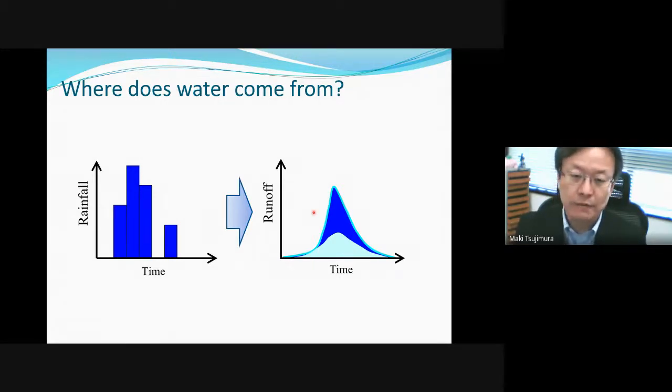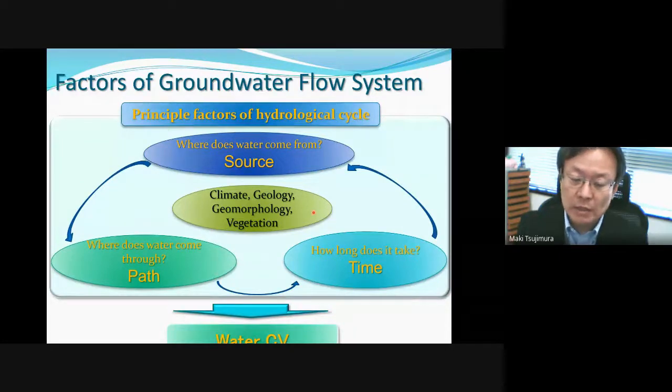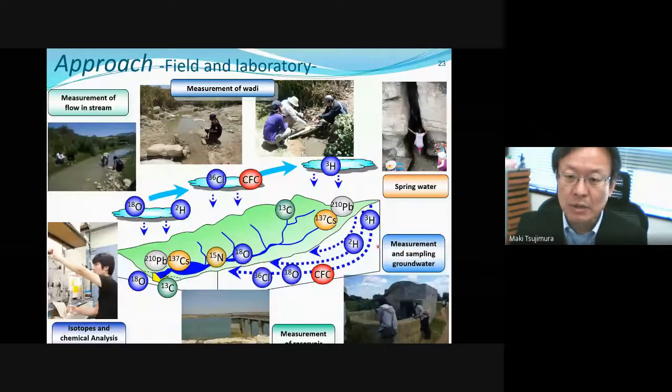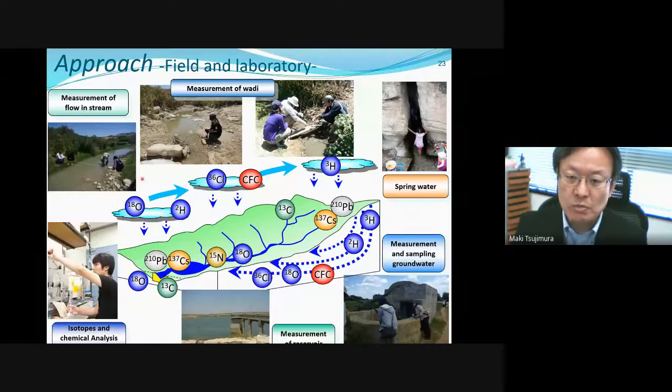Where does that water come from? For that question, we need to specify the source of the waters, the path of the waters, and the time of the waters. Where does the water come from, the source, where does water come through, the path, and how long does it take, the time. So the water cycles with solutions and some materials. Using those materials and solutions as a tracer of the water, we could understand the time, path, and source of the waters.